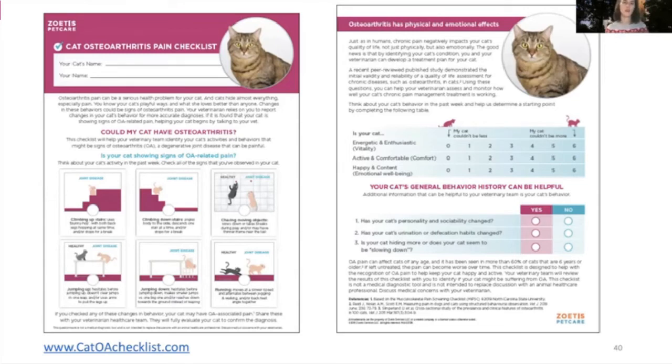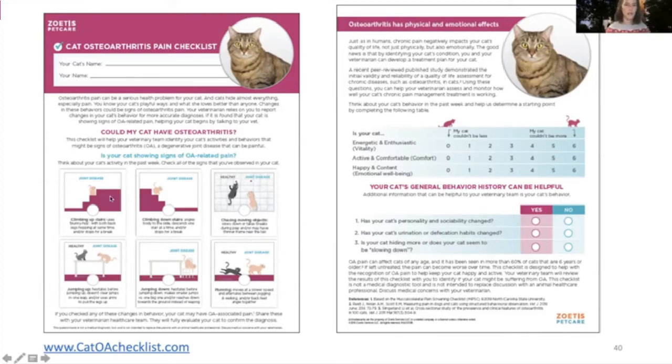So this is a tool that's the cat arthritis pain checklist. This is built off of those 6 activities I showed you toward the beginning of the talk. So there's ones that we know are affected in cats with OA and with OA pain. So climbing up the stairs, down the stairs, chasing objects, jumping up, jumping down, and running.